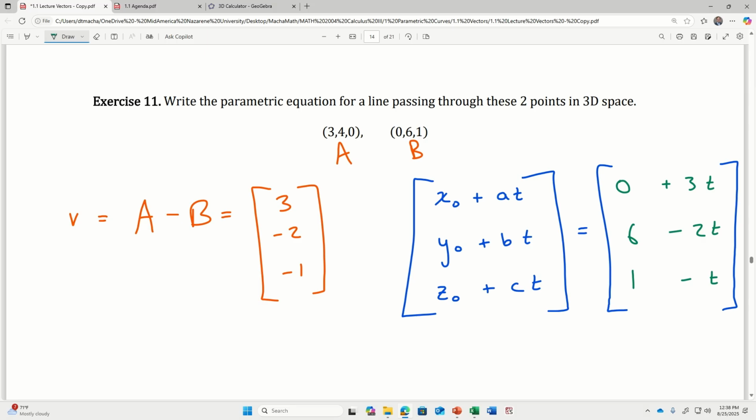What value would I choose for lowercase t if I want to get back this vector? 1. And so I can go between this point and this point by allowing t to go between 0 and 1, right? Because your ABC is like your slope, right? Yeah.